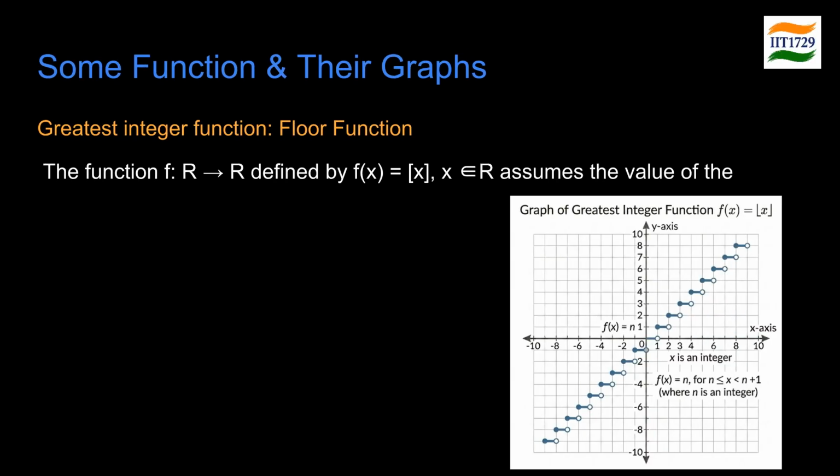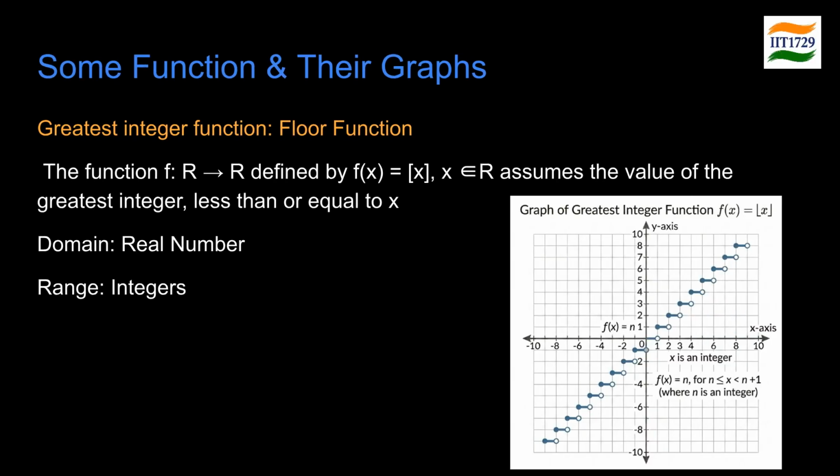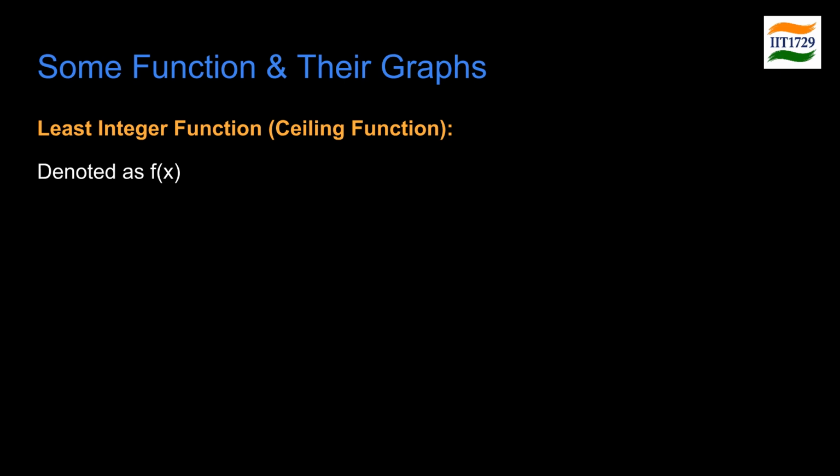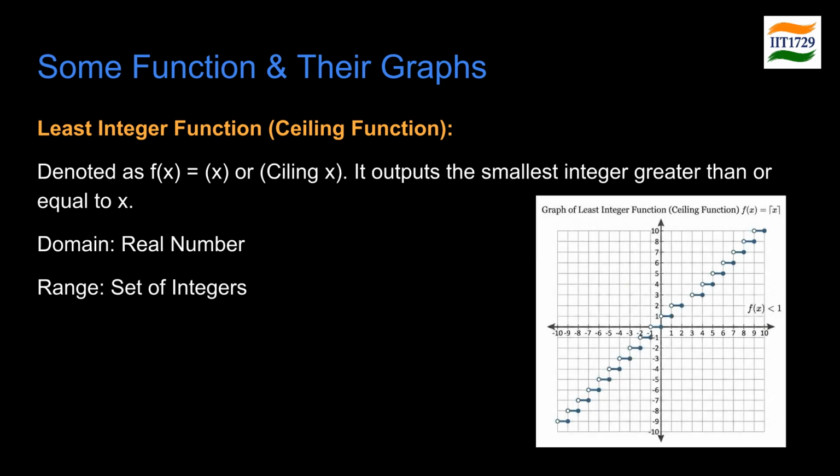The greatest integer function, often called the floor function, maps any real number to the greatest integer less than or equal to that number. The domain is all real numbers, and the range is the set of integers. See the graph here. Conversely, the least integer function, or ceiling function, outputs the smallest integer greater than or equal to x. Like the floor function, it has a domain of all real numbers and a range of integers.